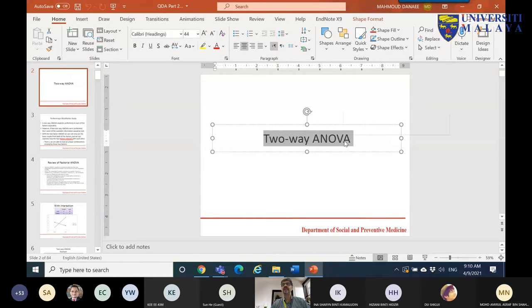So what does it mean, two-way ANOVA? Any idea? And why do we need to do the two-way ANOVA? Any idea?